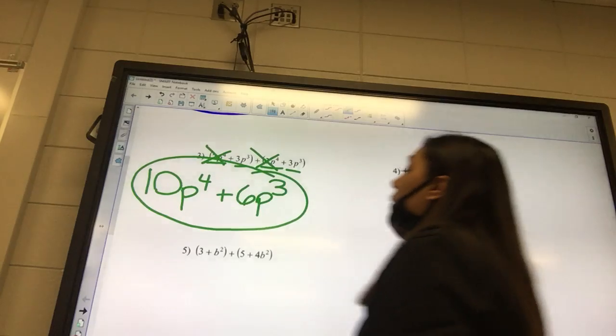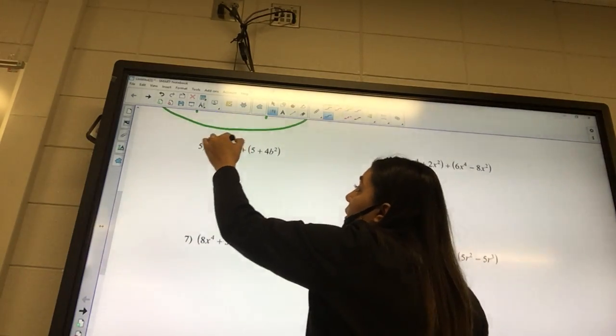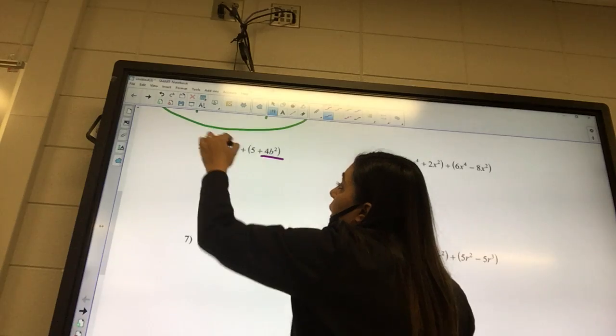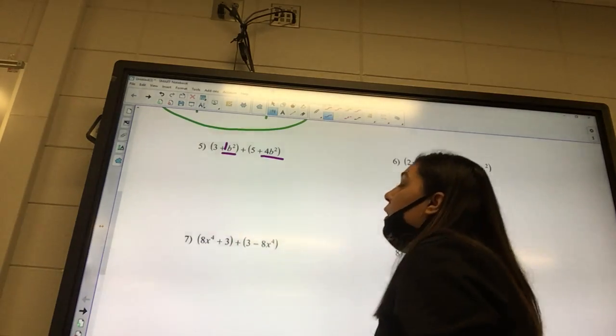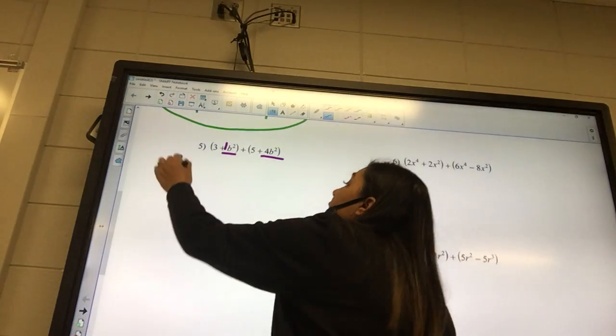Okay, what about 5? What's the highest exponent? 2. b to the 2. And this one you can put a 1 in front of it. So I got a 1 and a 4. 5b to the 2.